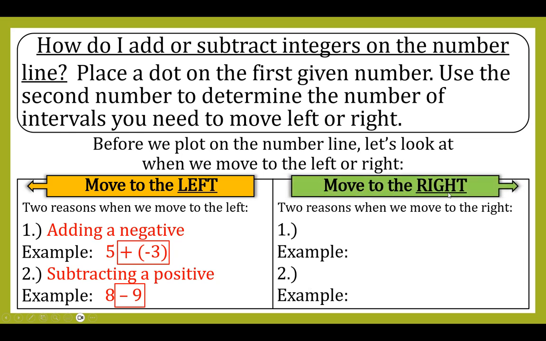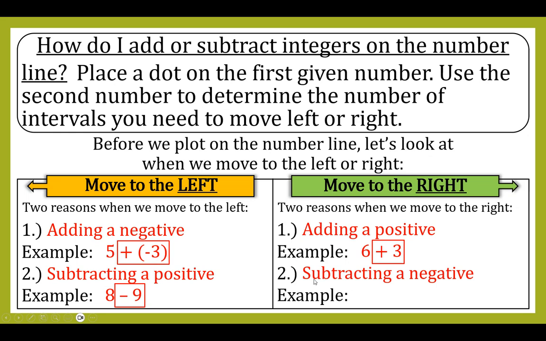Okay, reasons to move to the right. Number one, adding a positive. So 6 plus 3, we are adding a positive 3. Another reason to move to the right is subtracting a negative. So 7 minus -3. So here I am subtracting a -3.